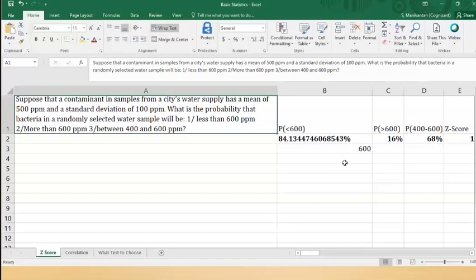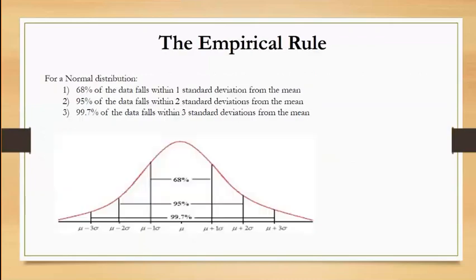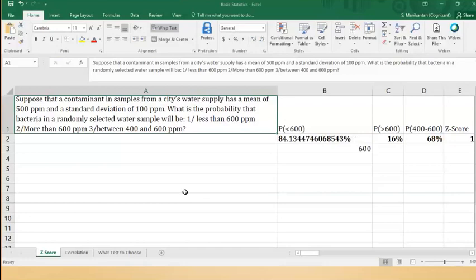So what is the probability that bacteria in a randomly selected water sample will be...? There are 3 parts to this problem. We'll look at the first part. What is the probability that the bacteria will be less than 600 parts per million? Look at this slide again. Here 500 is the mean for this problem. From this graph you can see the probability of any sample having less than 500 parts per million is 0.5 and greater than 500 parts per million is 0.5. The distribution is equally split across the mean. So the probability of being less than 600 will definitely be greater than 0.5.